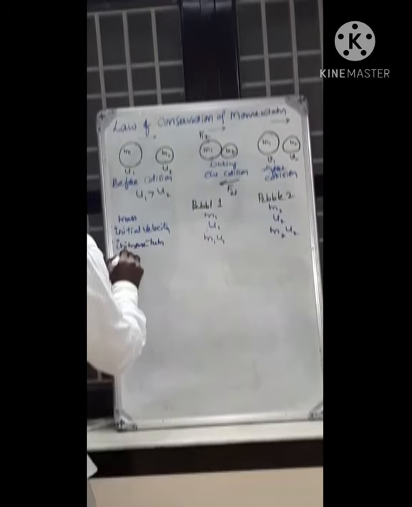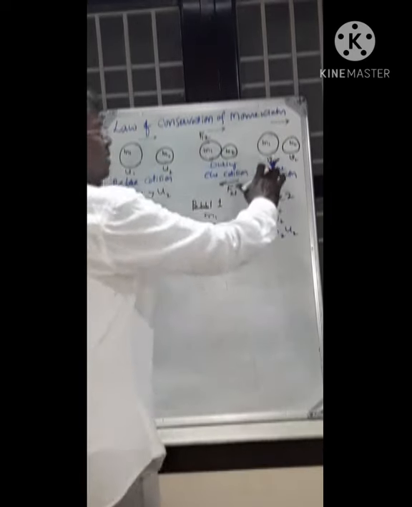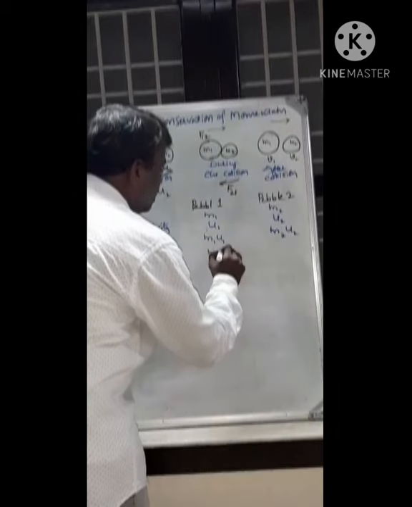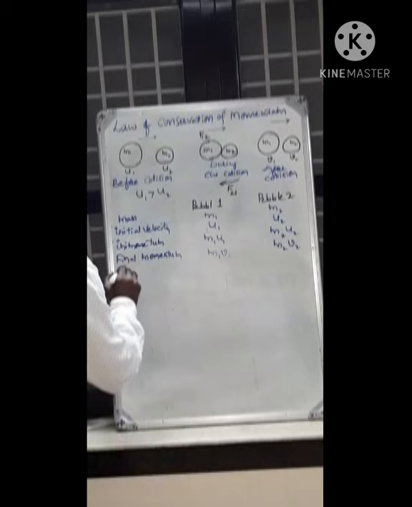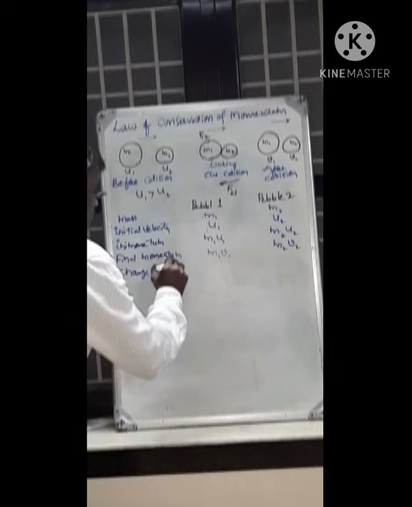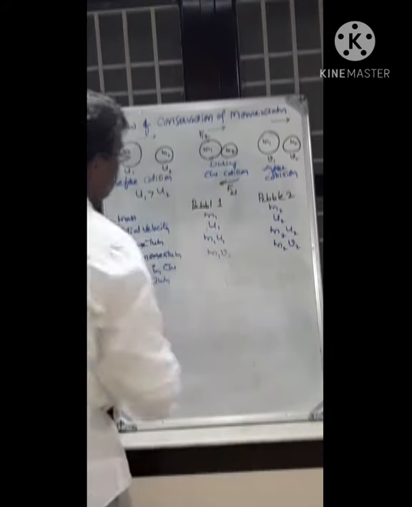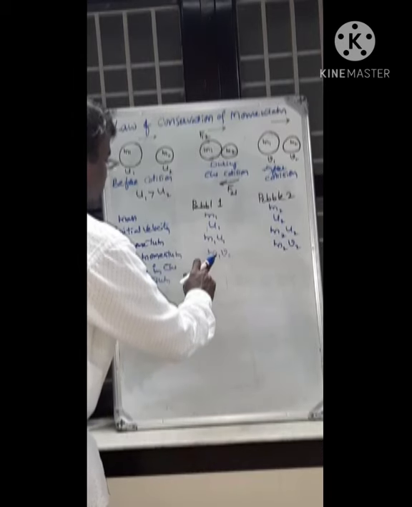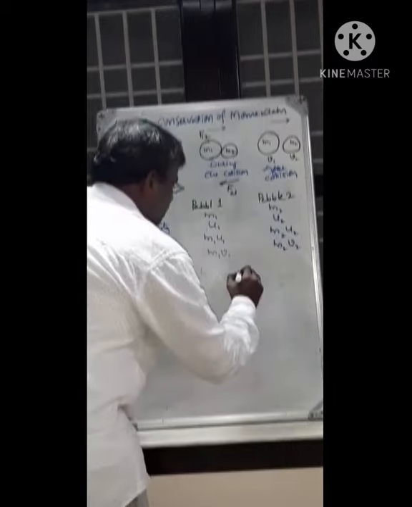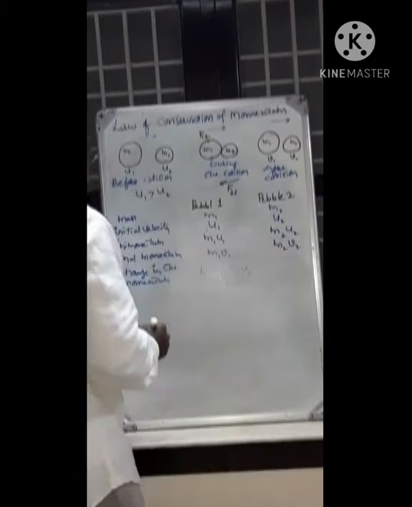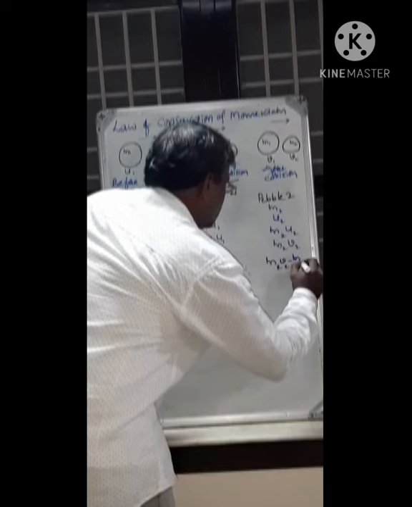So the final momentum: mass is m1 and the velocity is v1, then momentum will be m1 v1 and m2 v2. Now let us write the change in the momentum. The change in the momentum is the final momentum minus the initial momentum. The change can be calculated as m1 v1 minus m1 u1. For pebble 2 also, the change in the momentum can be calculated as m2 v2 minus m2 u2.